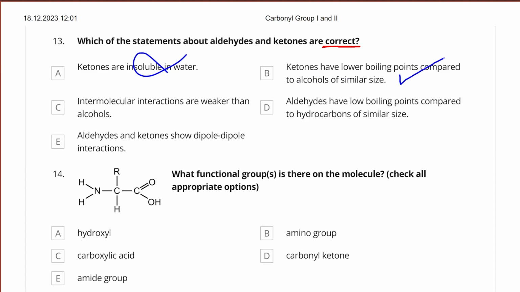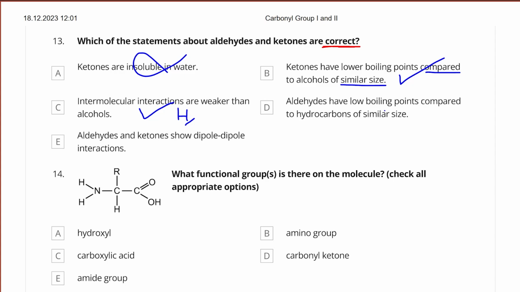Ketones have lower boiling points compared to alcohols of similar size. This is true because alcohols can form hydrogen bonds, which make a higher boiling point. And also, what does compared, having similar size, mean? It means they have the same number of carbon atoms in the backbone. Thus, the difference is only the functional group. Intermolecular interactions are weaker than alcohols. This is also true. This is about, again, the hydrogen bonding.